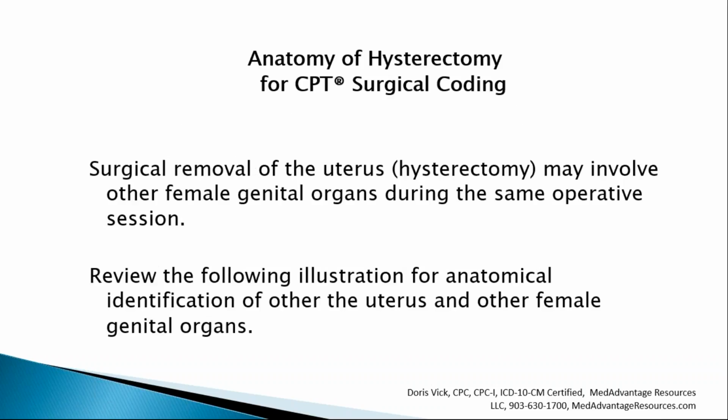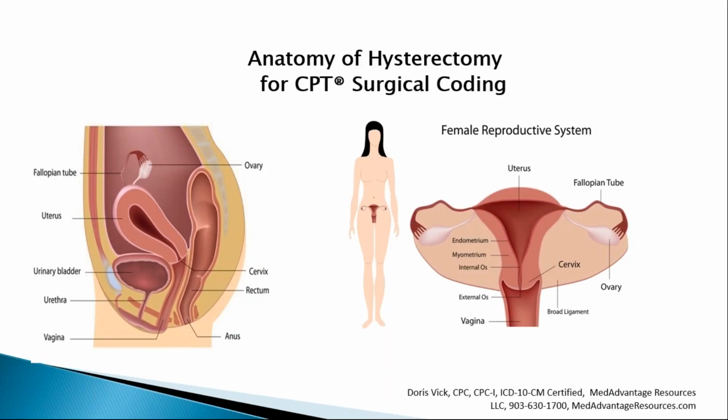Surgical removal of the uterus is a hysterectomy, and it may involve other female genital organs during the same operative session. Let's begin by reviewing the following illustration of the anatomical parts such as the uterus and other female genital organs. Take a moment to review this.